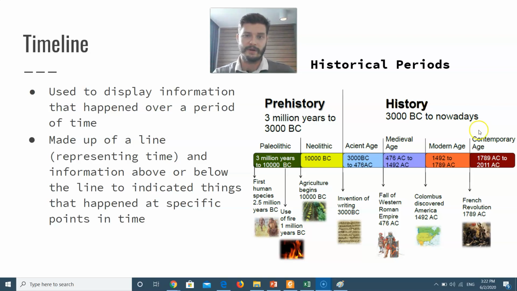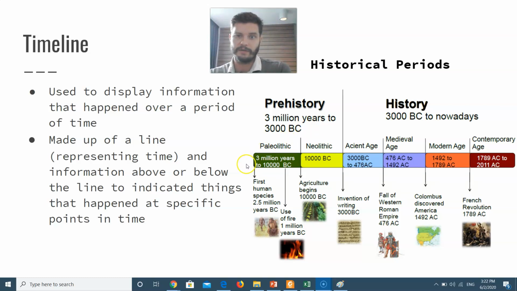All right, so they're made up, of course, of a line. And along that line, you'll have information about things that happened at different periods of time. These are always organized chronologically, from the first thing that happened until the most recent thing that happened.